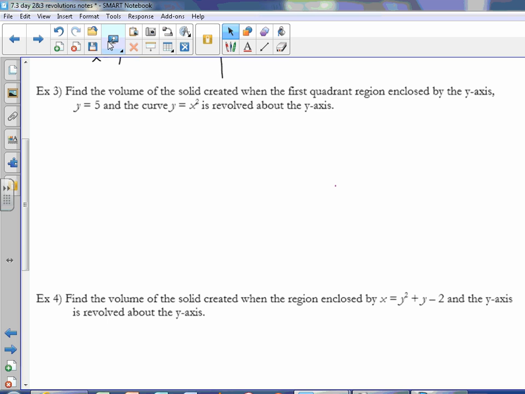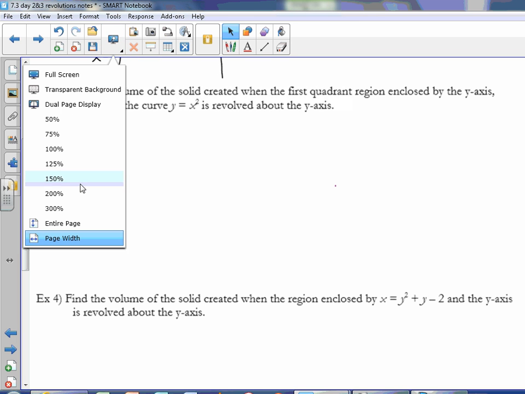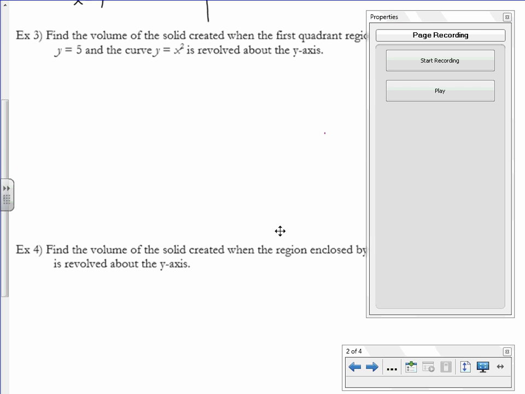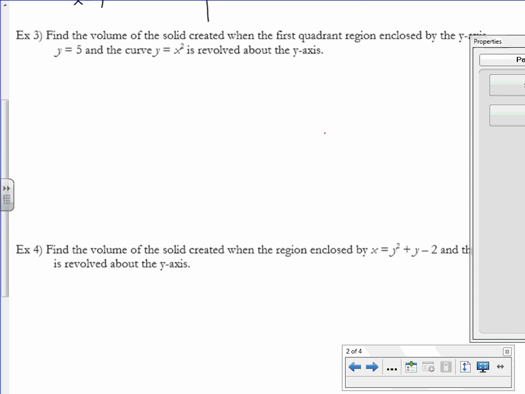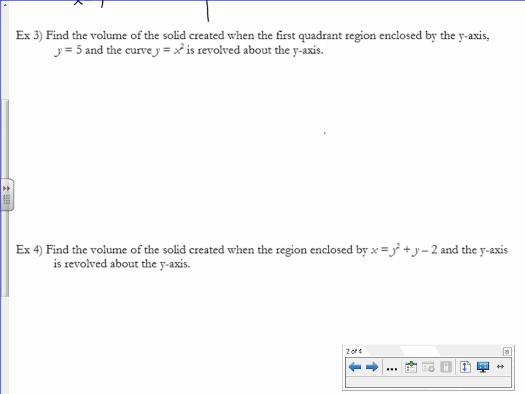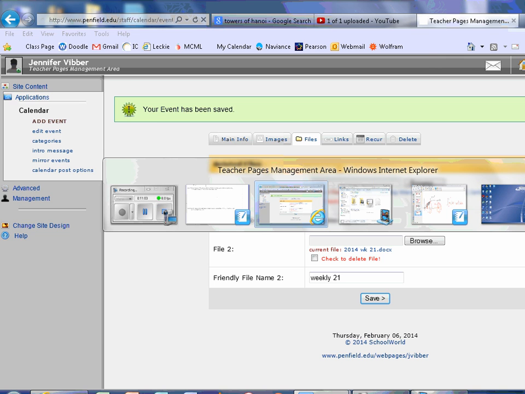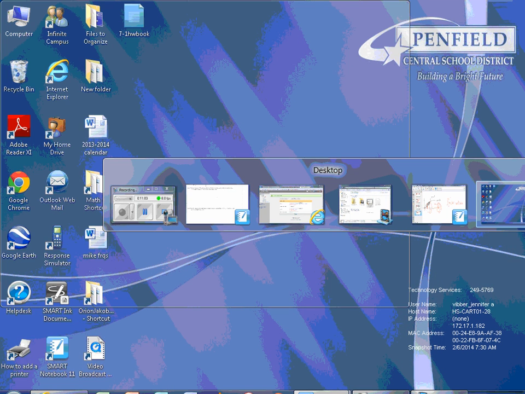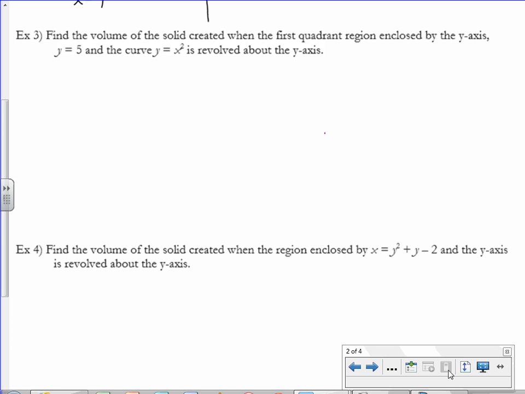All right, and on to example 3 here. Let me make the page a little bit bigger. Don't need this. Sorry about this, technical difficulties here.